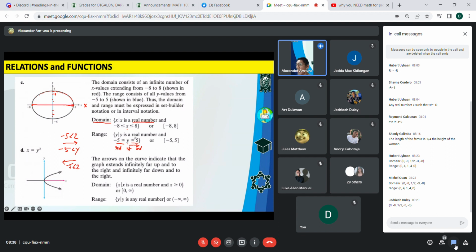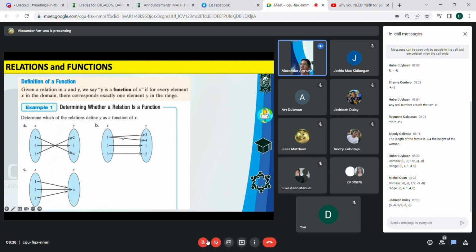So y is less than or equal to 5. But from there, we are going to read now from right to left. So we will read the opposite of this. So y is less than or equal to 5, and y is greater than or equal to -5. Okay? Y is less than or equal to 5, and y is greater than or equal to -5. Okay? All right.